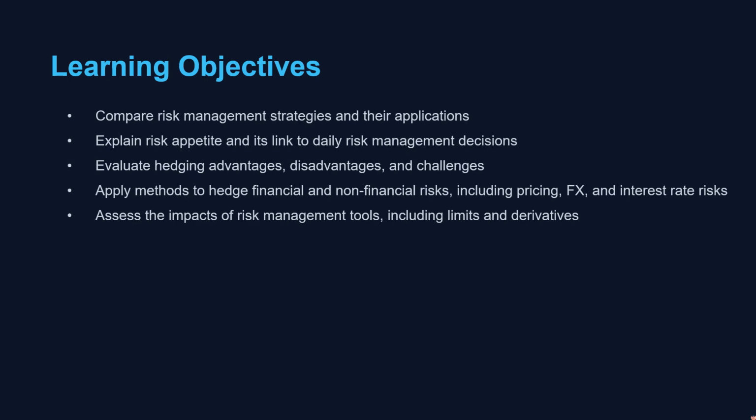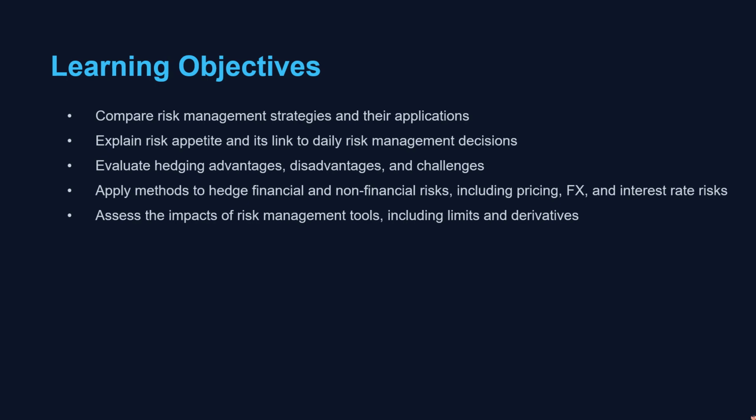Let's begin with the learning objectives. By the end of this chapter, you should be able to compare different risk management strategies and explain why each one is appropriate. You also need to understand risk appetite and how it gets translated into daily decision making. A second major objective is evaluating the advantages and disadvantages of hedging. Hedging is not automatically value creating.